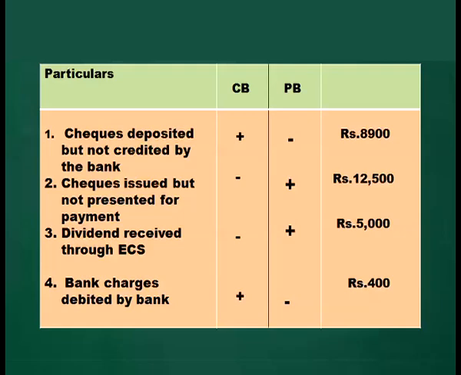But in the cash book, we didn't come to know, or the firm didn't come to know, so there is a reduction of the amount of rupees 5,000 in the cash book. Then fourth adjustment, bank charges debited by the bank. Bank has deducted 400 rupees.